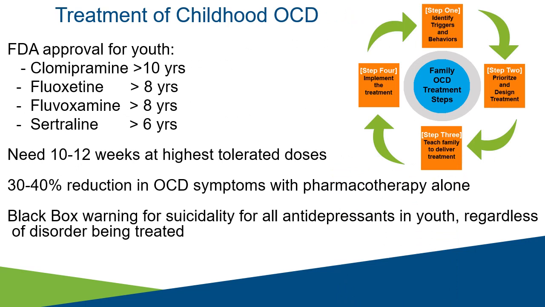Treatment for childhood OCD is going to be SSRIs. Just note that the SSRI that can be used with the youngest age group, starting at 7 years old, is sertraline. So sertraline can be started at 7 years old, but also note that all these antidepressants, all the SSRIs, do contain a black box warning for suicide in this age bracket. So that is something the patient does need to be educated on.